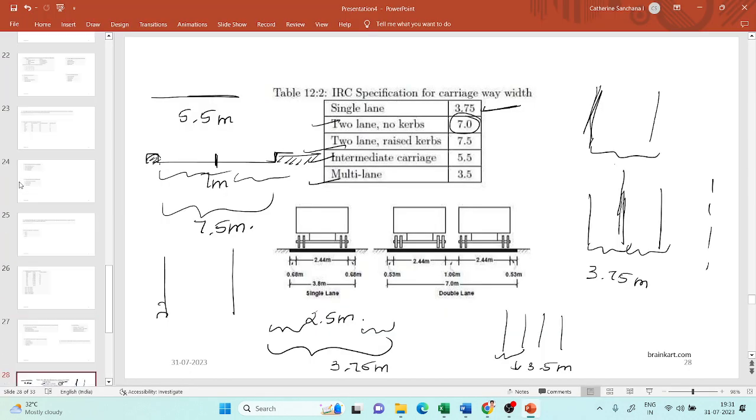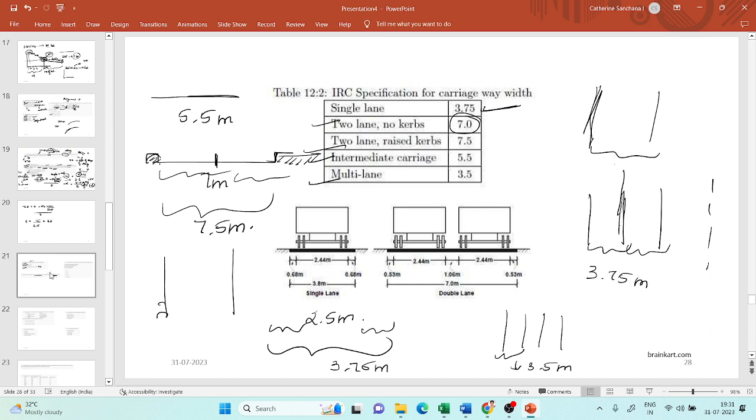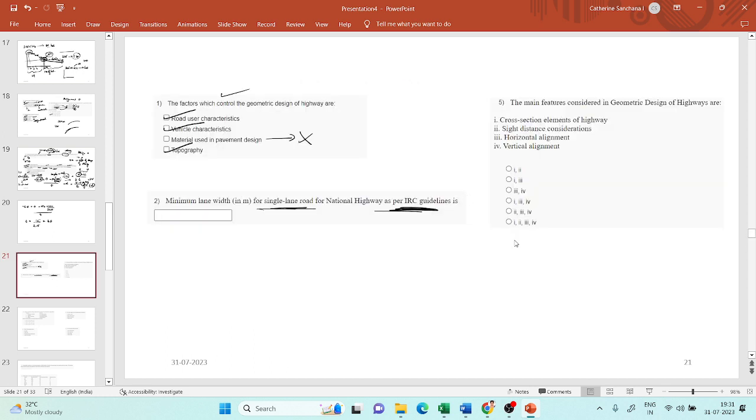Now moving on to the next question. So here it is 3.75 meters. The main features considered in geometric design of highways are... So what features are you going to design in the geometric design of highways?